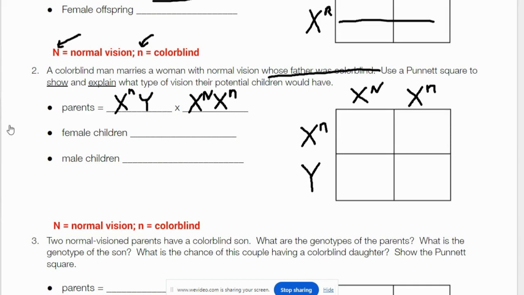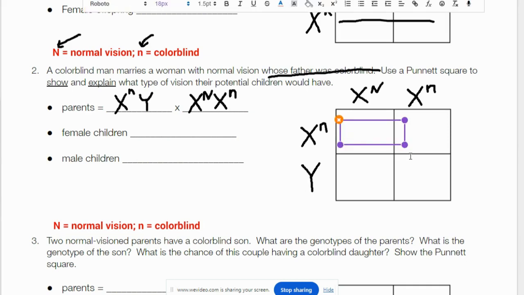I'm going to type it again because it's easier to type than draw. All right, so from mom, X, big N. From dad, X, little n. That's one of his daughters. She's normal vision, but she's a carrier. She carries the recessive colorblind allele, but since she has one dominant normal vision allele, she's not colorblind.